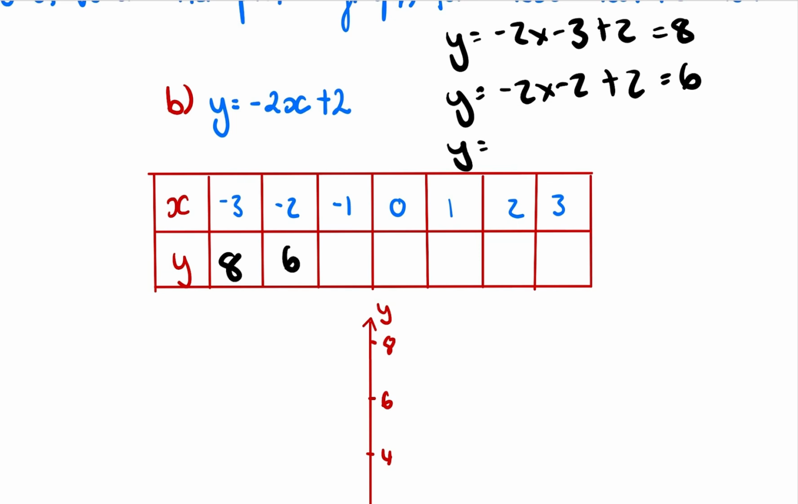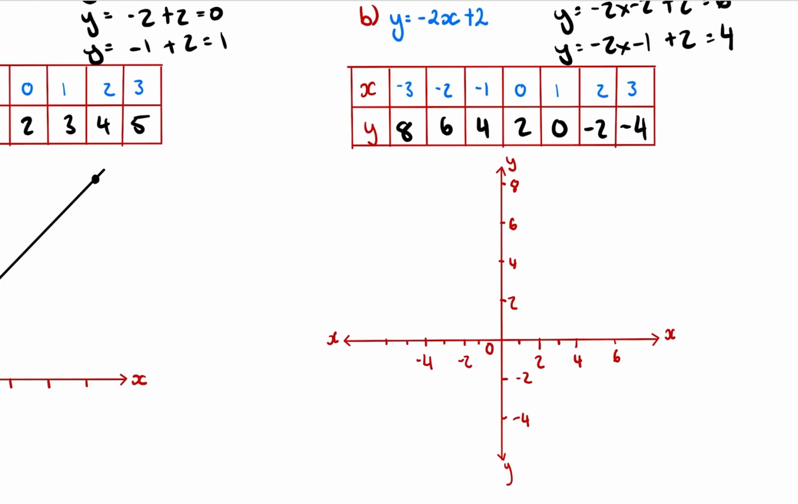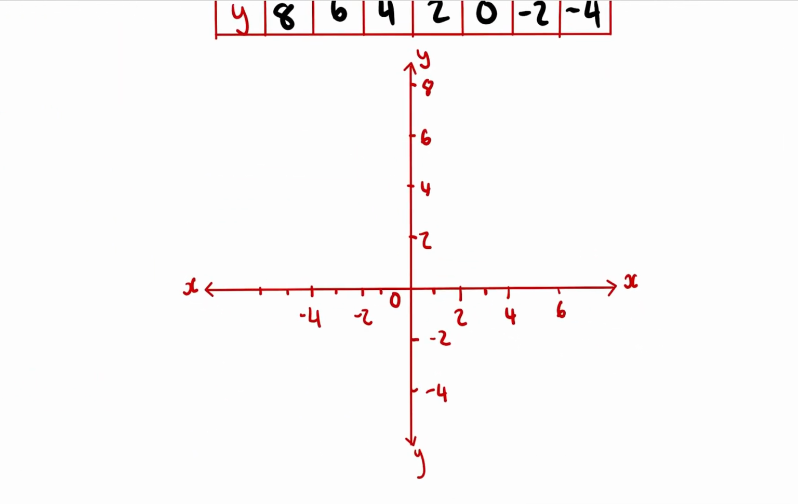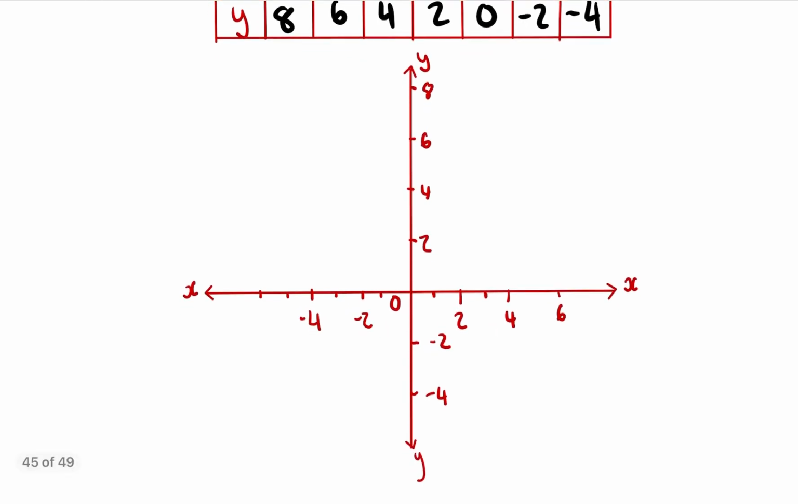And let's do another one. So I should have -2 times -1 plus 2, which is going to give me 4. Okay, so if you look at this one, it's actually going down by 2's every time. So that means this one would be 2, 0, -2, and then -4. Okay, so that will help you build your range on your graph. So I should be going to 3 here and -3 there.